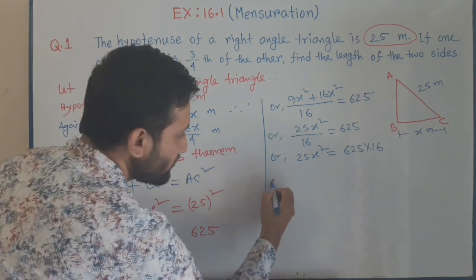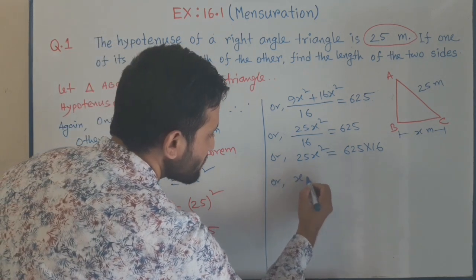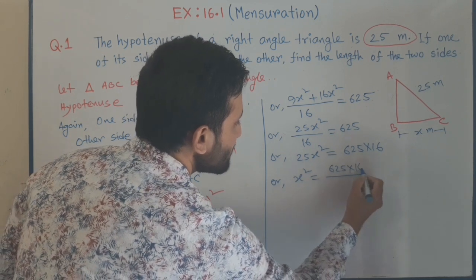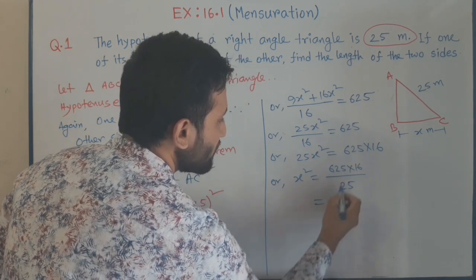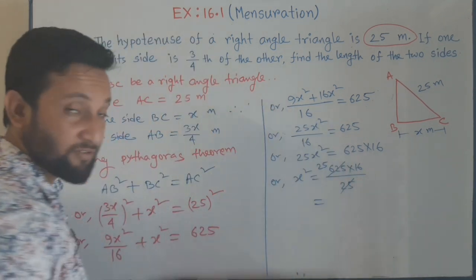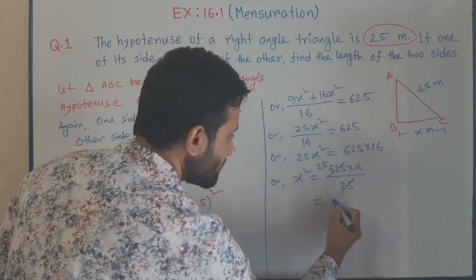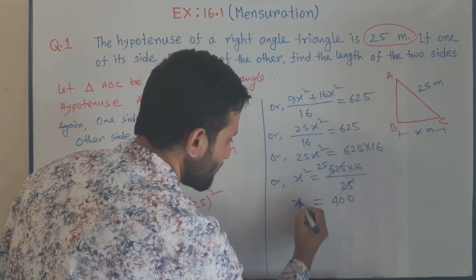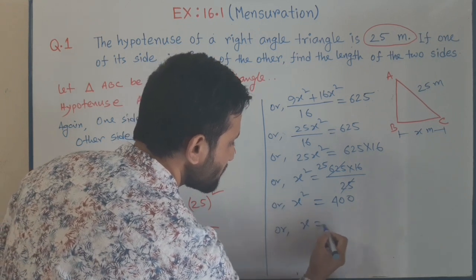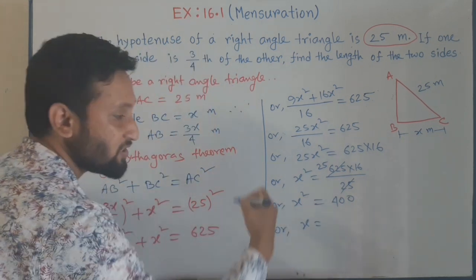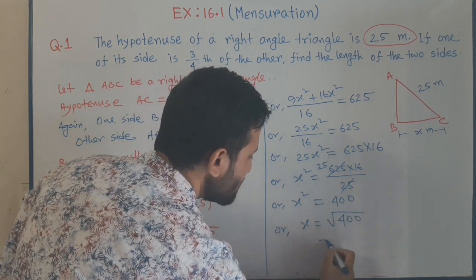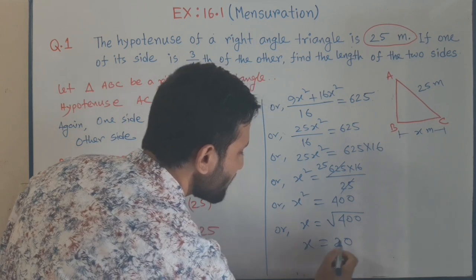Now again you can write x square equal to 625 into 16 divided by 25. So 625 and 25, so 25 into 16, that means 400. So x square equal to 400. So we can say that x equal to square root of 400, that means 20. So the value of x is 20.